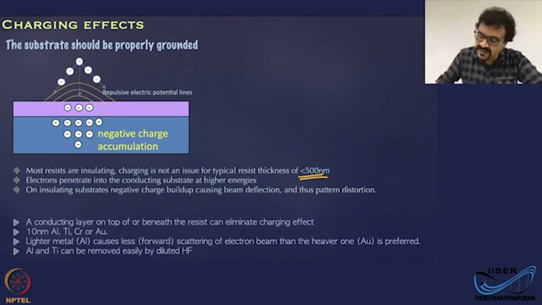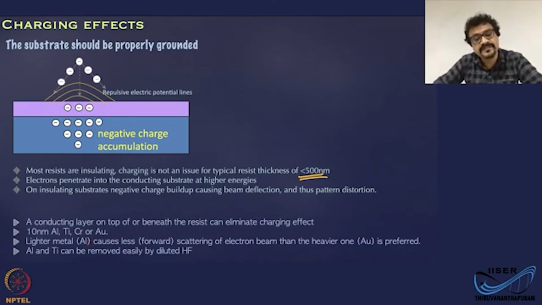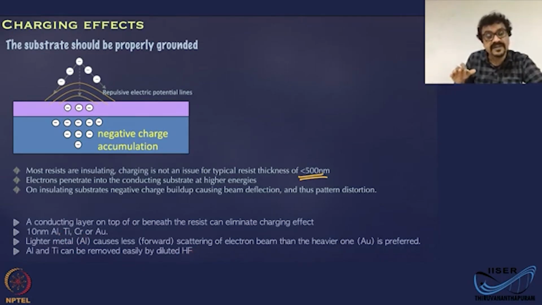Okay, so usually lighter metals are preferred because heavier elements can interfere with the beam and cause more backscattering. The forward scattering will not be much affected if you have a lighter metal. That is the reason aluminum, titanium or chromium is preferred. And except for gold, titanium, aluminum or chromium can easily be removed using dilute hydrofluoric acid after the processing without affecting the resist.